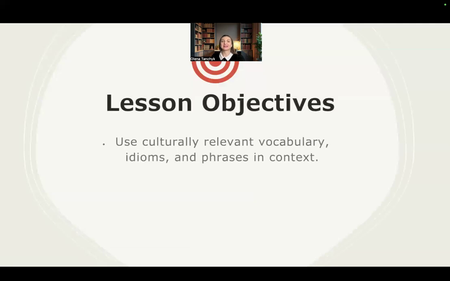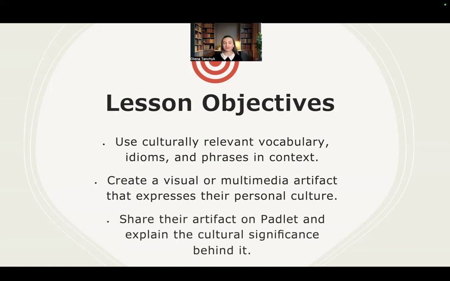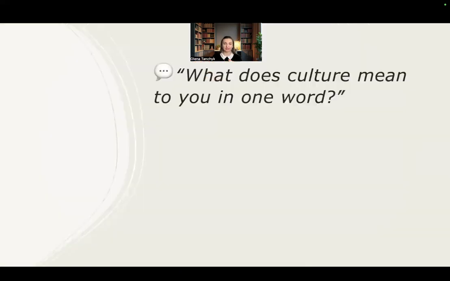So let's see. I will be focusing on the following objectives, and I will introduce this to our students at the beginning of the class. Our tasks are to use culturally relevant vocabulary, idioms, and phrases in context, create a visual and multimedia artifact that expresses their personal culture, and share their artifact on Padlet and explain the cultural significance behind it.